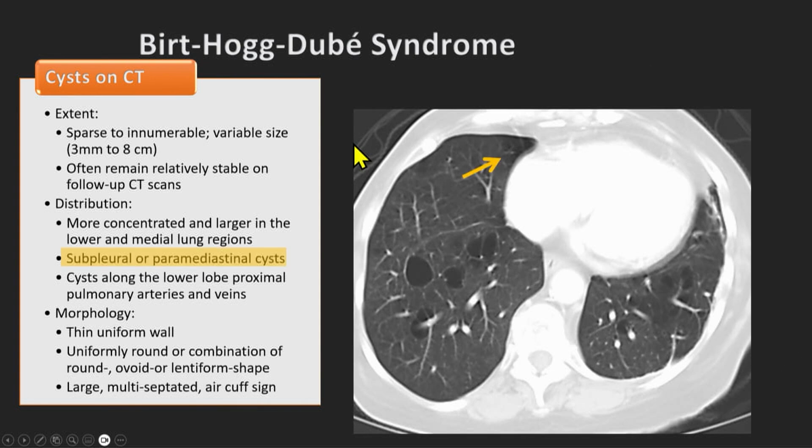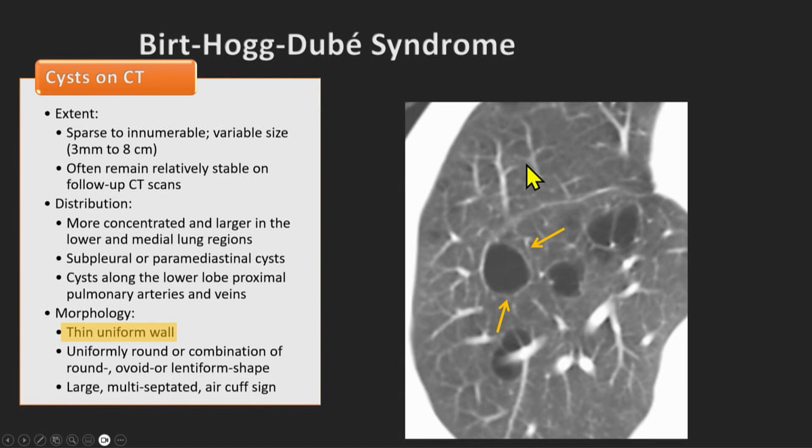So Birt-Hogg-Dubé, we're looking for these paramediastinal cysts. Sometimes it's very subtle, but you've got to look for it, right? So in your mind, if you see someone with basilar predominant cysts, the first area you should look for is that paramediastinal area. Are there an inordinate number of cysts clustering in that paramediastinal region? If the answer is yes, it's probably Birt-Hogg-Dubé syndrome.